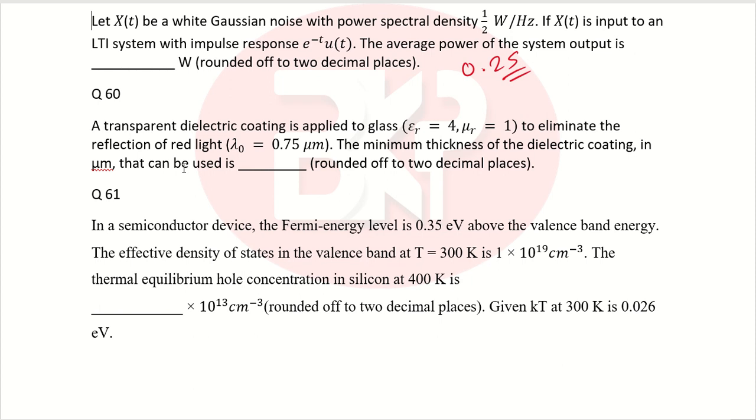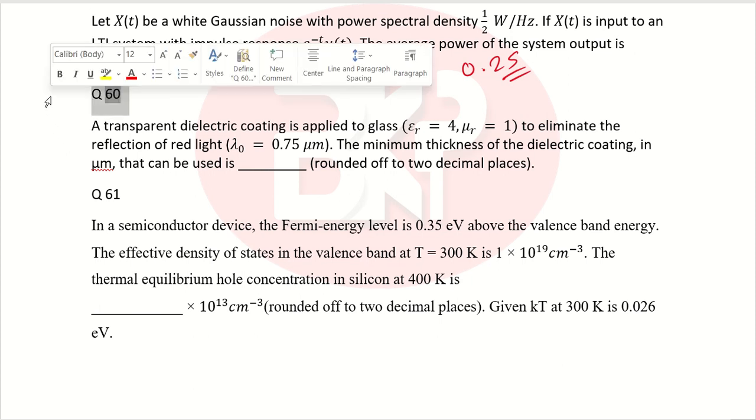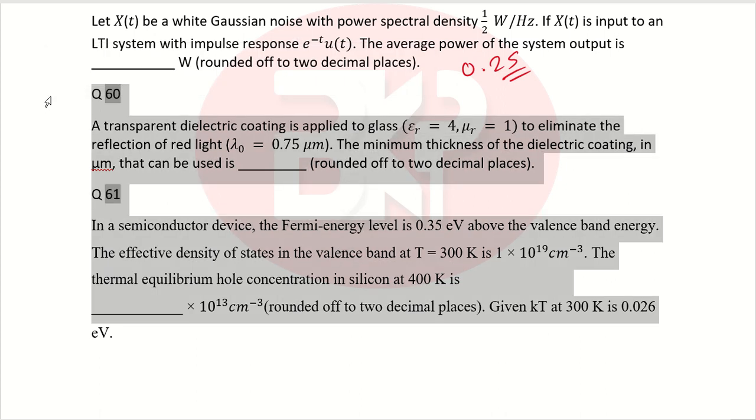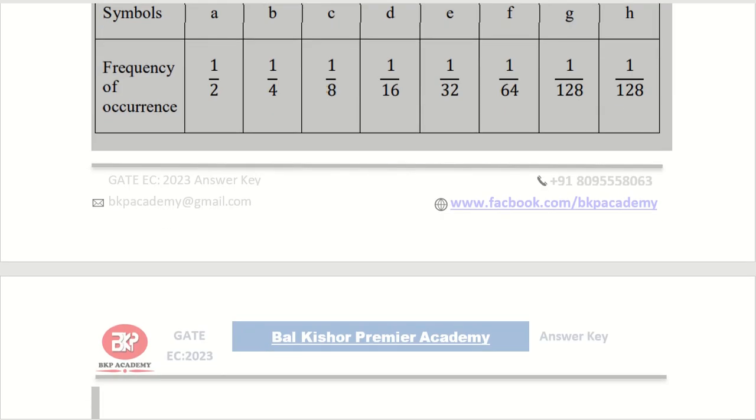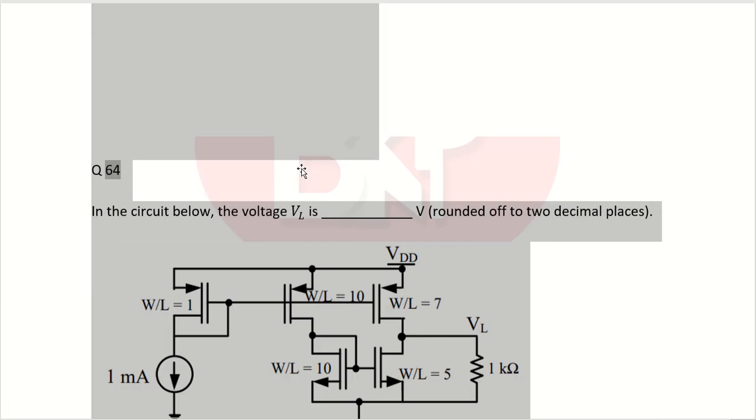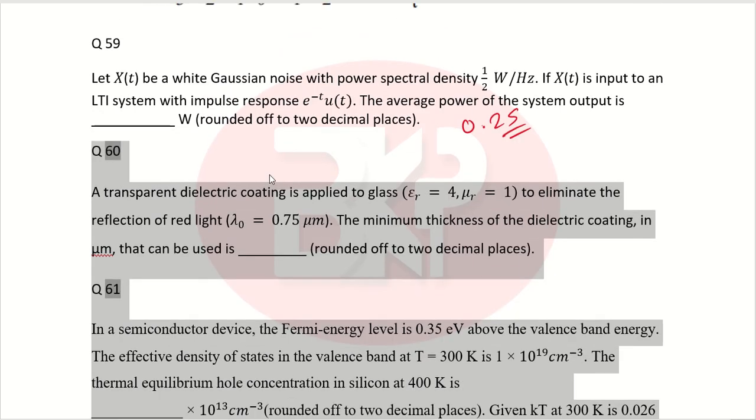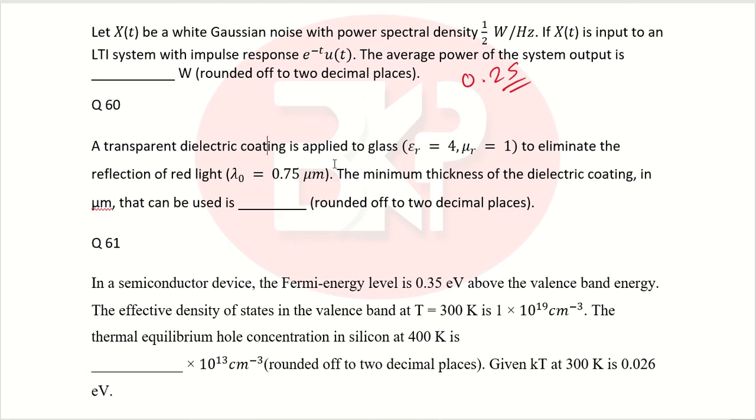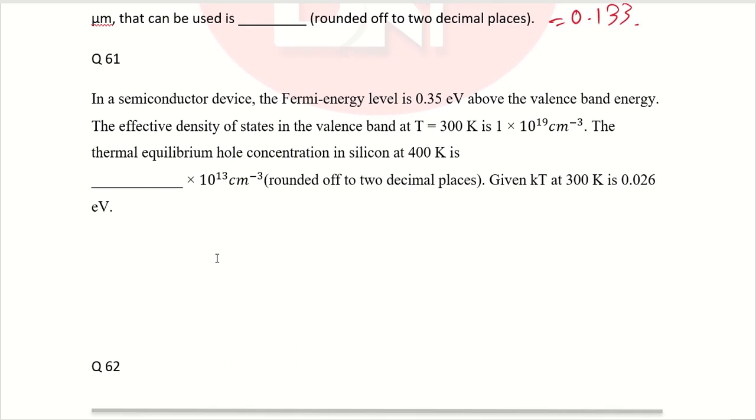Then question number 60, let us see that. The value that you are going to get for question number 60 is 0.133, okay. And for question number 61, the answer that you will be getting is 63.36, okay.